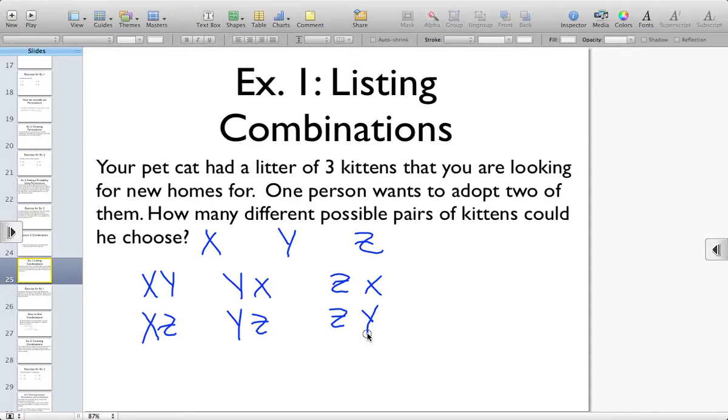I'm not really worried about the order, but obviously, once the 2 kittens are taken from one set, whether it's XY or YX, that's the same 2 kittens. So let's cross off the duplicates.